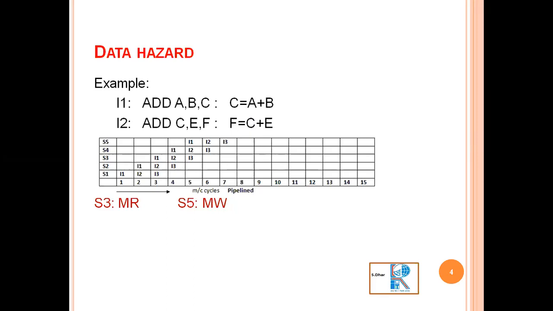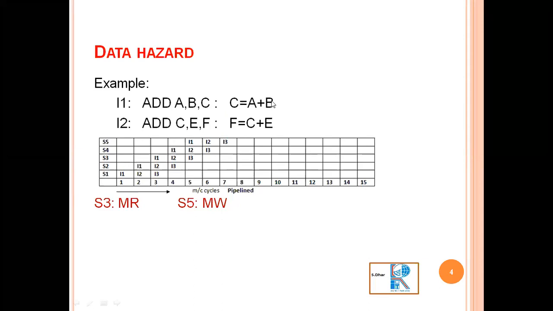But I1, which is the previous instruction, can only write the data into C in the S5 stage. That means when I2 reads the data in the fourth cycle, I1 has not written the final data into C. So what will happen? I2 will not get the final data written by I1. It will get the previous value of C.